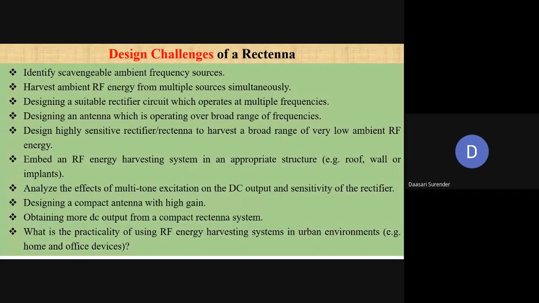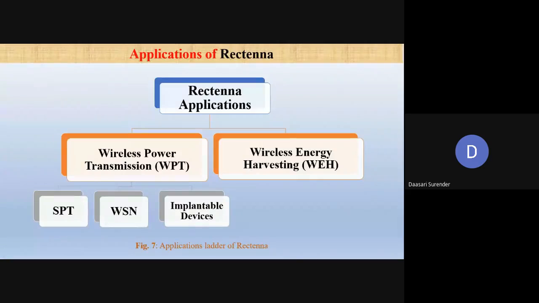And most of the works reported are tested in the anechoic chamber. So only a few works reported to date are tested in the ambient environment. So there is a need to test in the ambient environment. The various applications of Rectenna are wireless power transmission and wireless energy harvesting. And wireless power transmission involves solar power transmission, wireless sensor networks, and implantable devices.